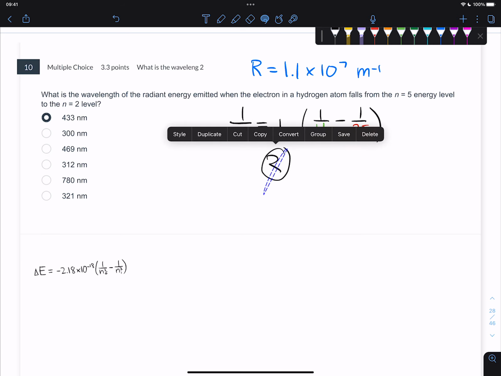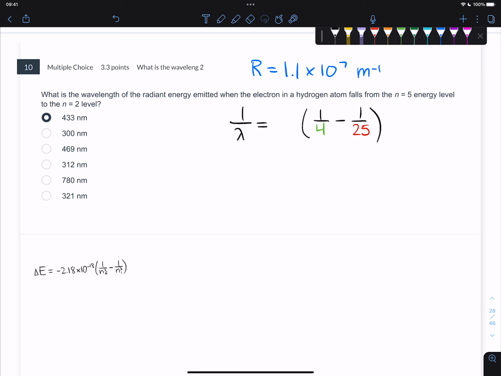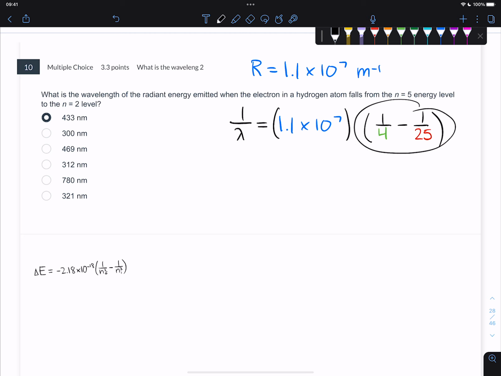Oh, I'm not in eraser mode. There we go. So if you move this over and then just put that number here, you'll get an answer that is tempting. But just remember that when you get your answer, you'll have 1 over lambda. So doing the math, let's actually do it. So 1.1 times 10 to the 7, I'm multiplying that by the inverse of 4, subtract away the inverse of 25.